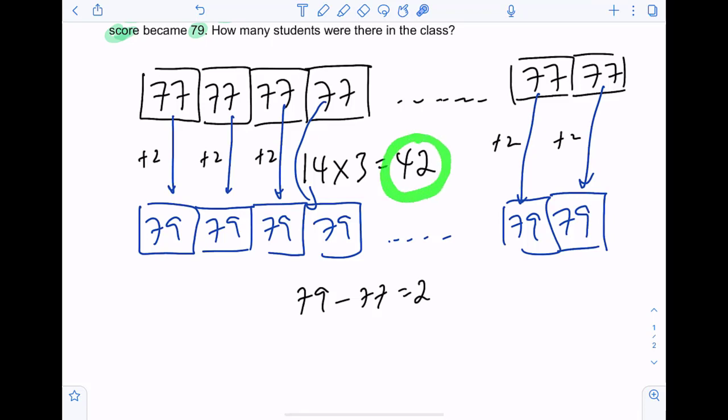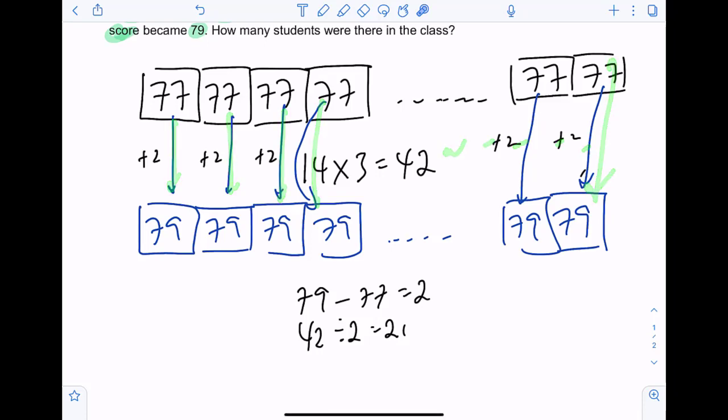Now, think about it. If you are adding a total of 42 more marks, how many of these 2's can you add? It will be 42 divided by 2, right? You can do it 21 times. Once, twice, thrice, 4 times until the 21st student.